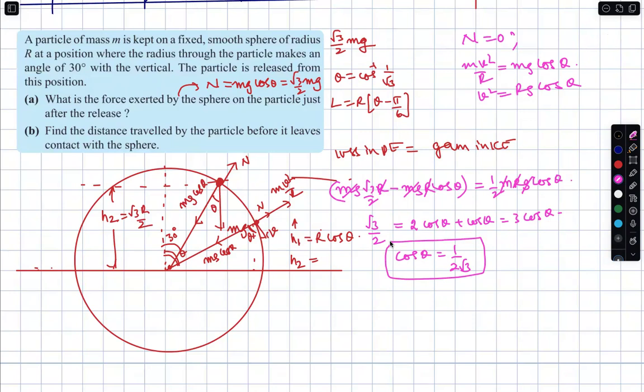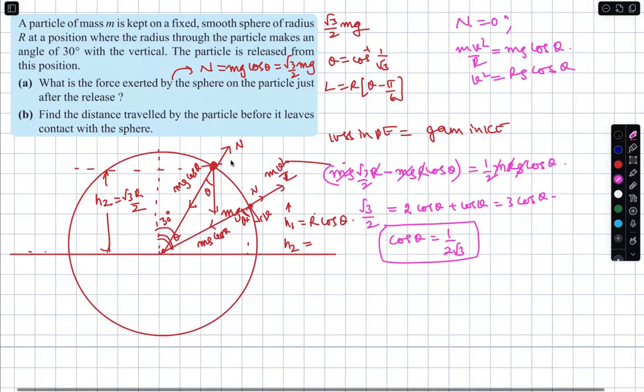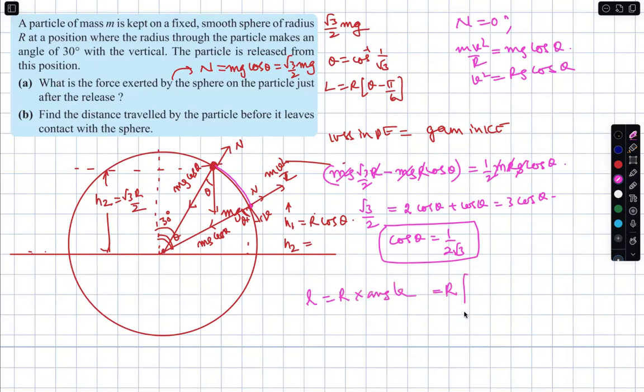Find the distance traveled by the particle before it leaves contact with the sphere. Angle cut distance. They want this arc part. What is the formula for length of the arc? L is equal to radius times angle. Radius into, can you please help me? What is the angle? Theta minus 30. So you got already the value of theta.